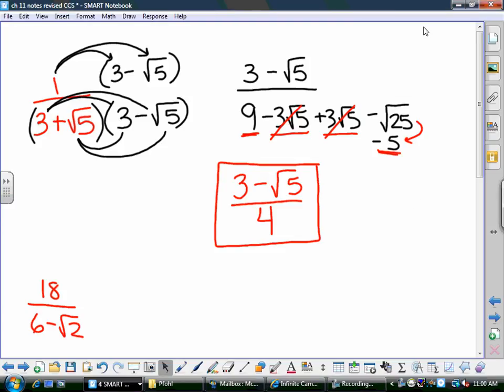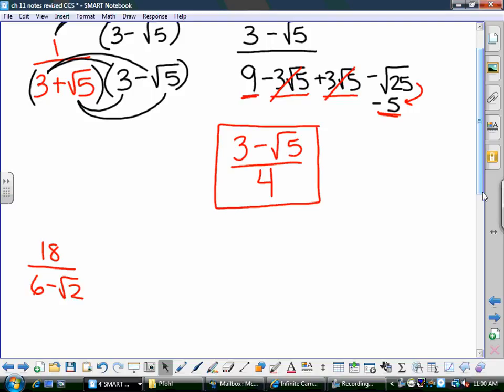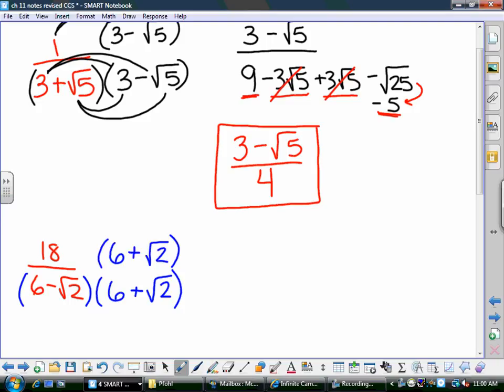Let's take a look at another one. 18 over 6 minus the square root of 2. It's another one where the bottom is a two-parter, a binomial, so we're going to multiply by the conjugate. The numbers are going to stay the same, 6 and square root of 2, but instead of a minus, we're going to make it a plus. The reason we multiply by that is because it's what makes the inside and outside terms cancel out. When you multiply by conjugates, the outsides and the insides are always going to cancel out, and you're going to get rid of the square roots in the bottom.